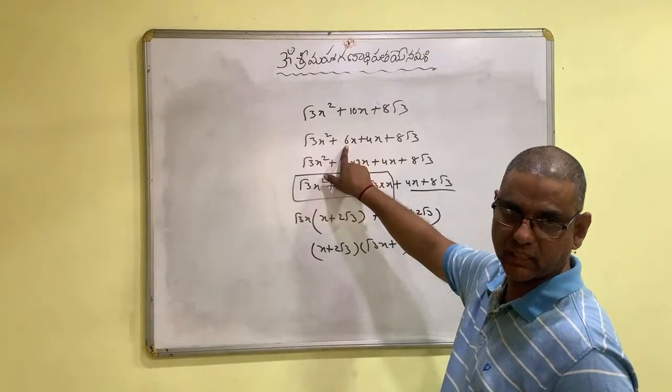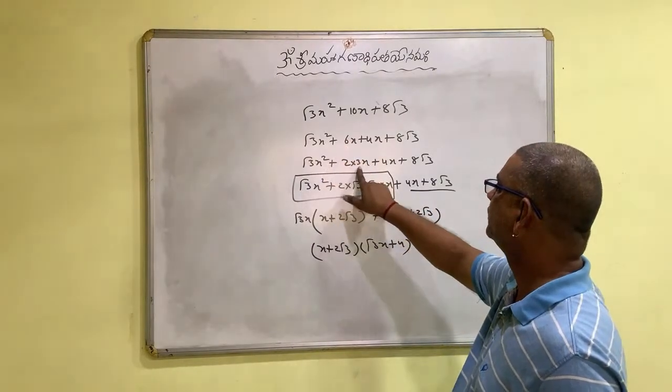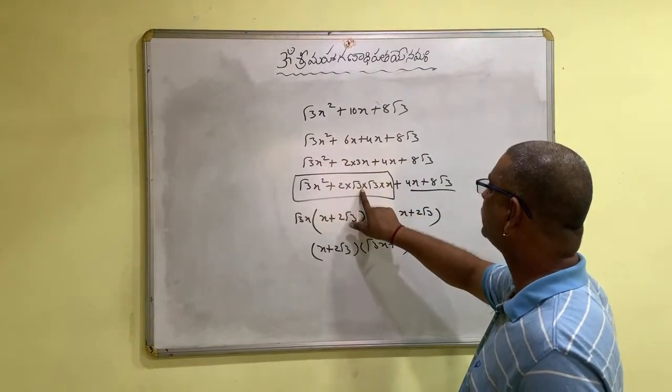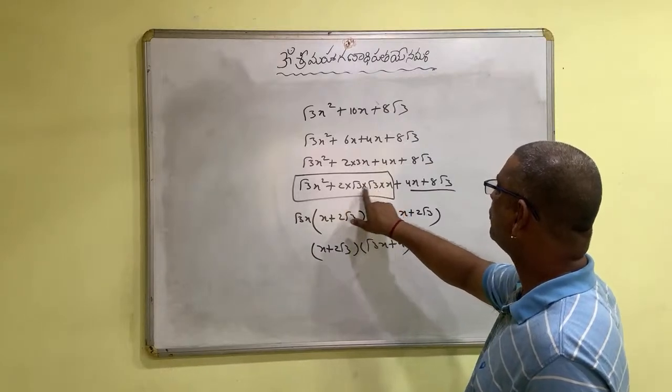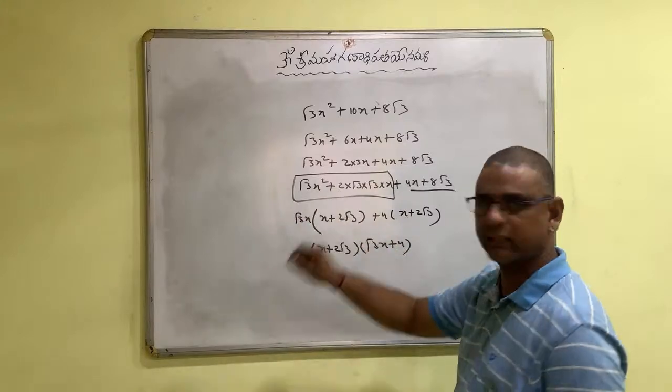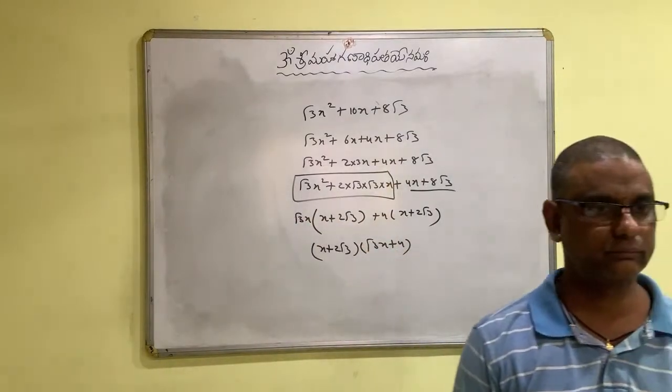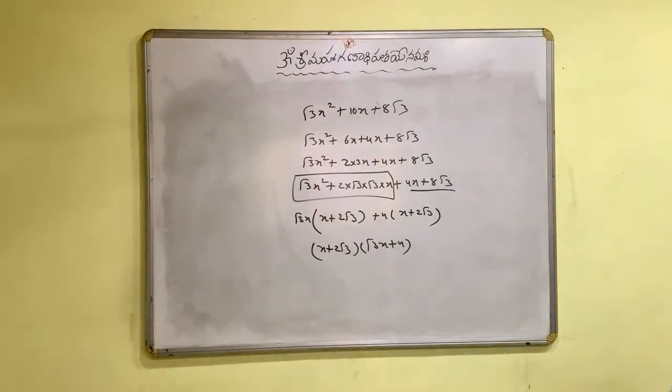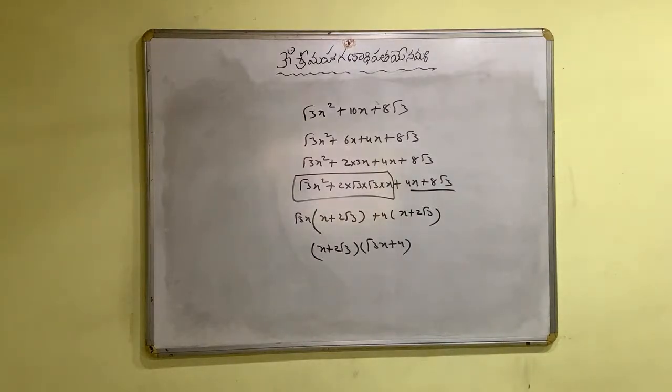Write 6 as 2 into 3. Again this 3 as root 3 into root 3. So why to do that? Here root 3 is there, so we can take root 3 common, na? That's why. Okay, na?